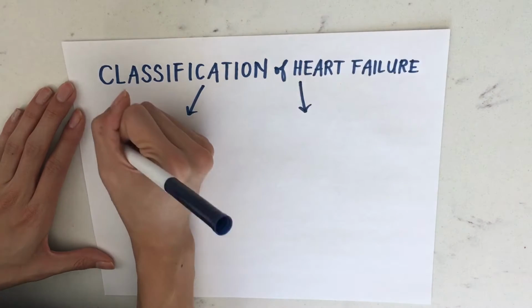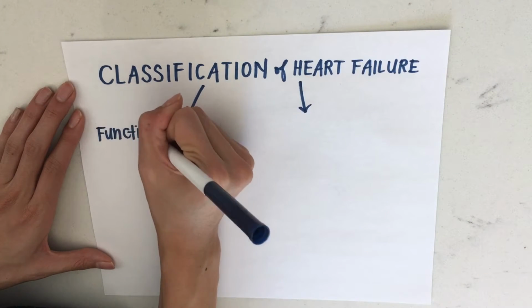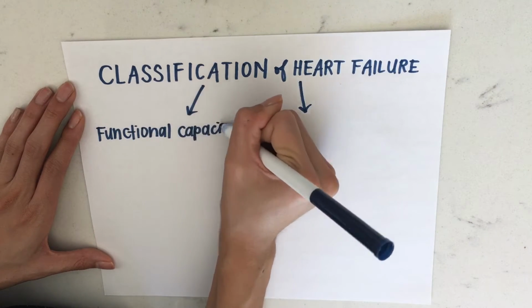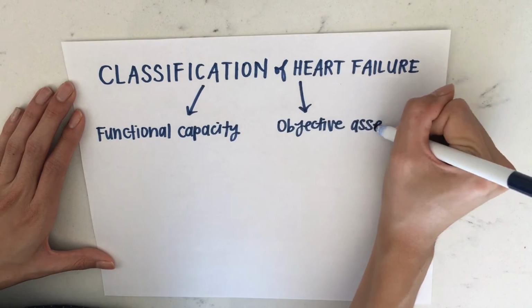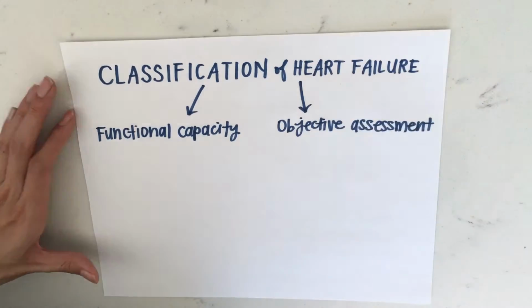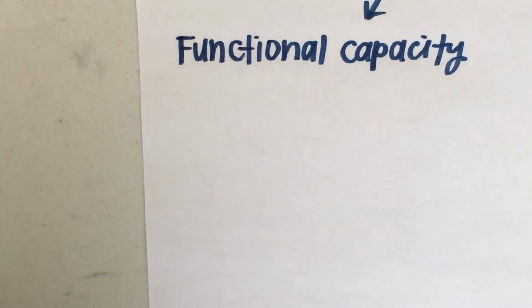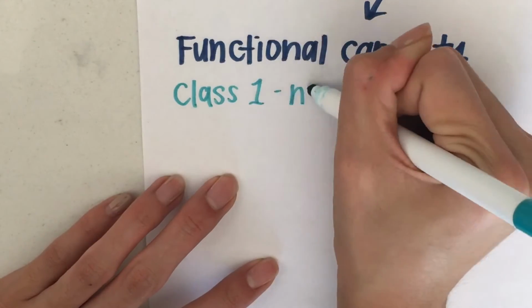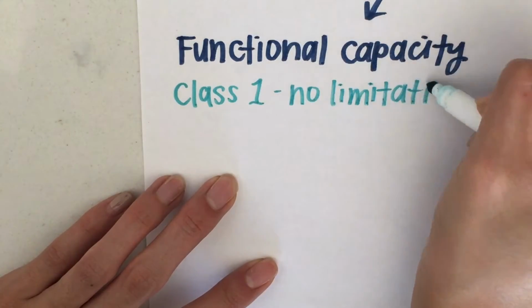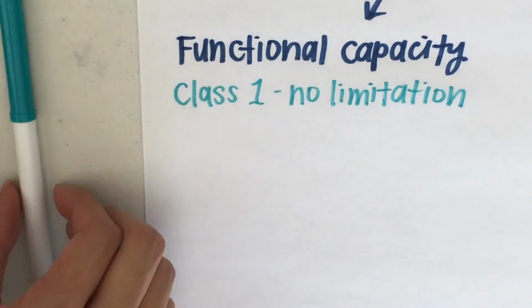It's divided up into two components. The first we'll talk about is functional capacity, which is how a patient with cardiac disease feels during physical activity. The second is objective assessment. So there are four classes under functional capacity, 1 through 4. Class 1 is patients with cardiac disease who do not have any limitations in their physical activity.